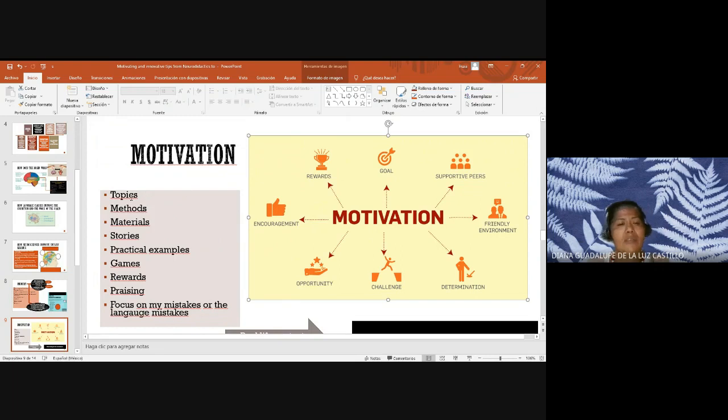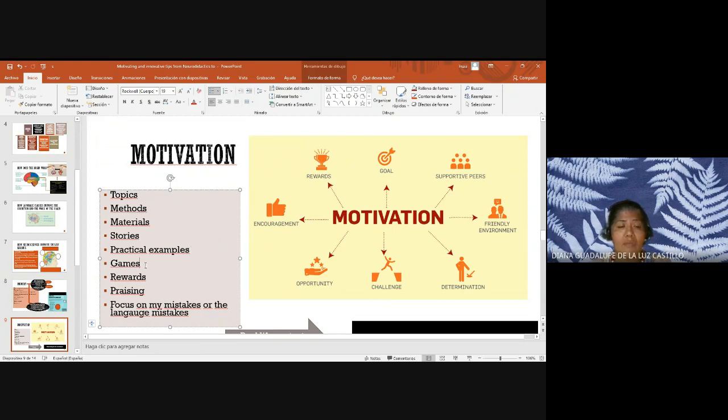How can we motivate students? By including interesting topics, by using a variety of methods, not only the traditional grammar translation, not only the direct method, not only TPR, not only Suggestopedia, but having eclectic procedures for teaching, materials that are varied, and also using technology, using apps, using videos, using handmade material. We can motivate students by having stories with personalized characters. We can have practical examples such as asking for food in a restaurant, asking for directions.